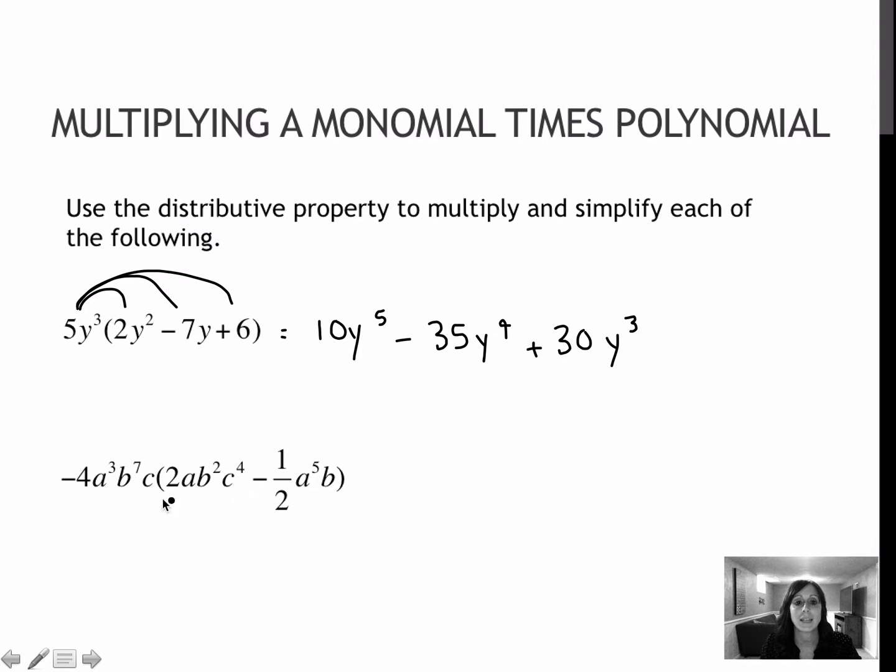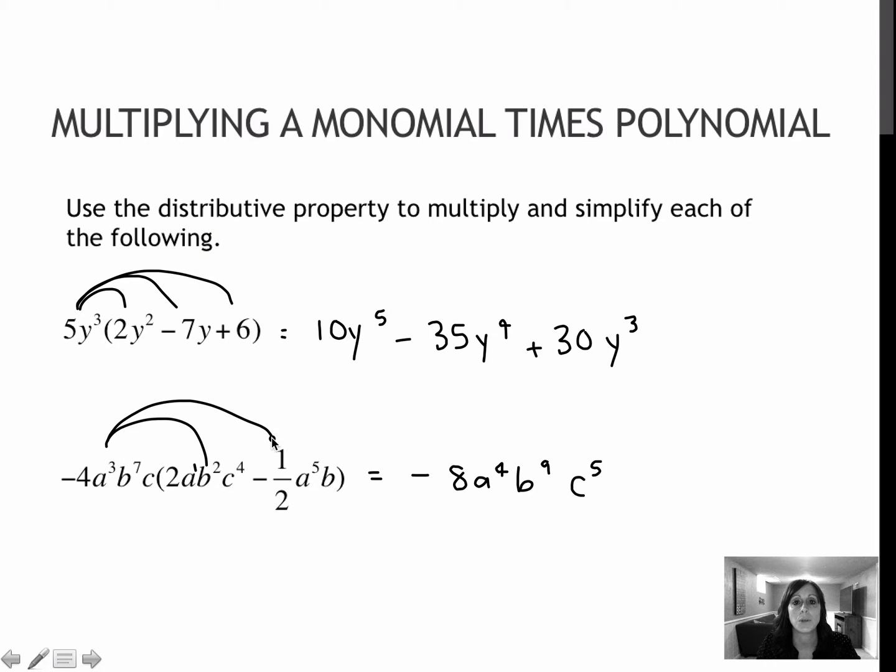For my second example, I have a monomial times a binomial, so 2 terms. Again, lots of variables, and I even threw in a fraction, but it's really the same concept. I'm distributing. Negative 4 times 2 is negative 8. I have 3 plus 1 a's, so that's a to the 4th, b to the 9th, and c to the 5th. That's my first term.